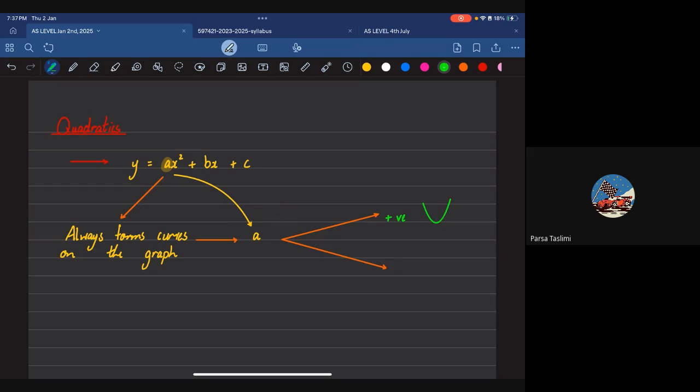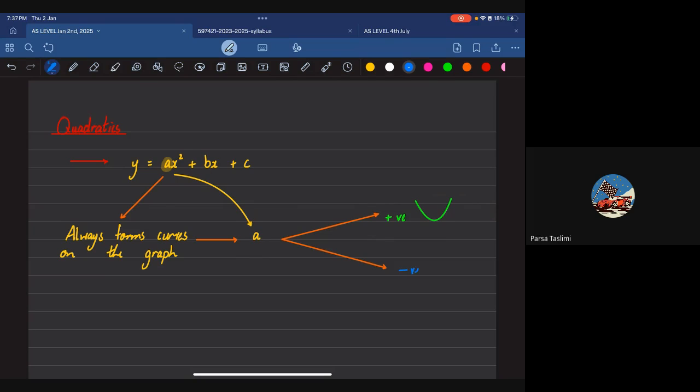if it's positive, the parabola opens up, and if A is negative, it opens downward. So the curve opens up like this. Kind of like what my teacher used to give as the example: when it's positive, we're smiling, when it's negative, we're not. So it's kind of like a frown.